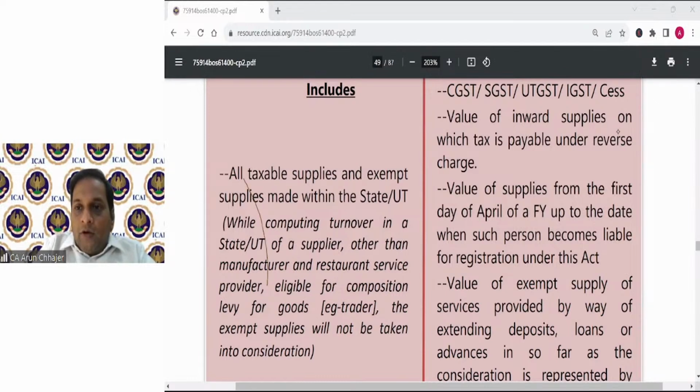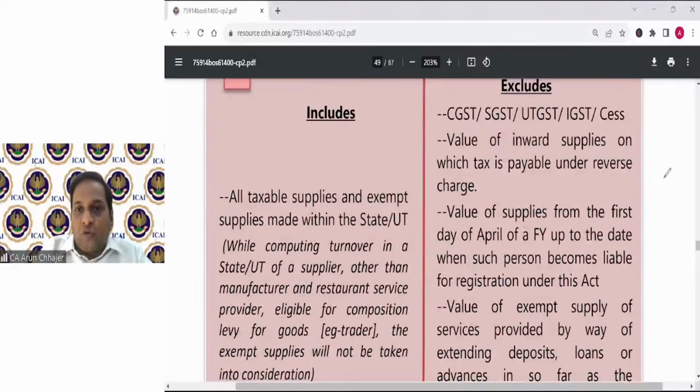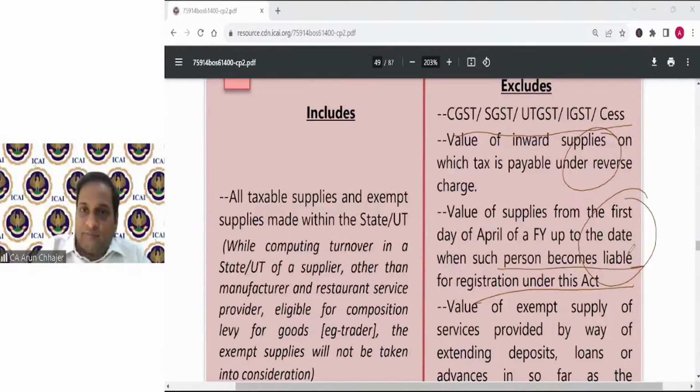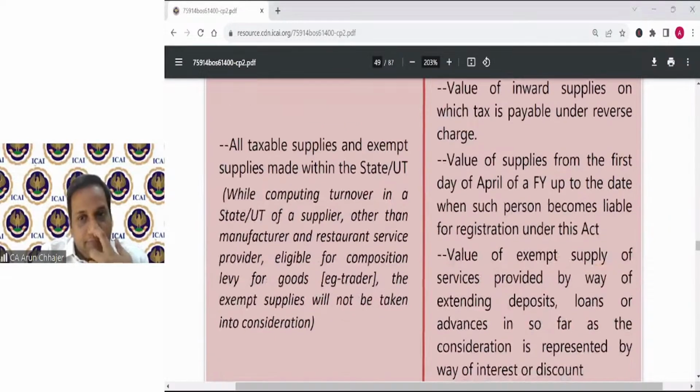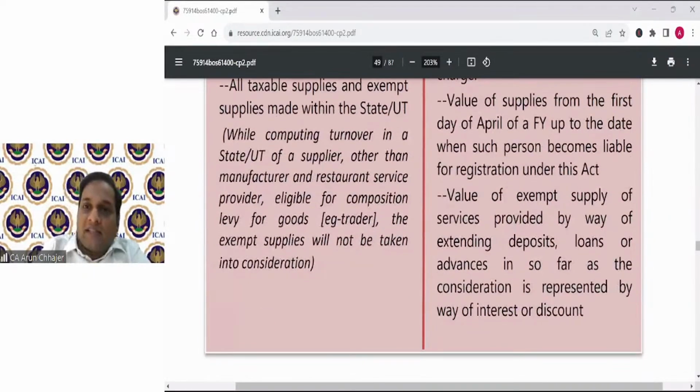Okay. Now, which will not be included? What is the exclusion? GST, RCM inward, value of the current financial year prior to taking the registration, and last is the value of the exempt supply by way of interest or discount. These four parts are being excluded.